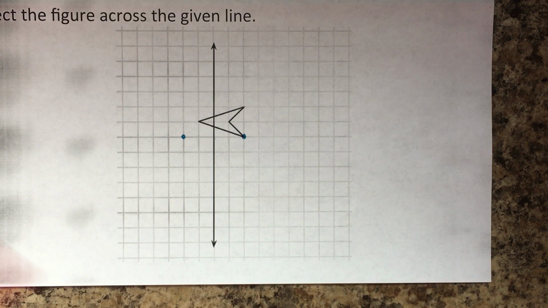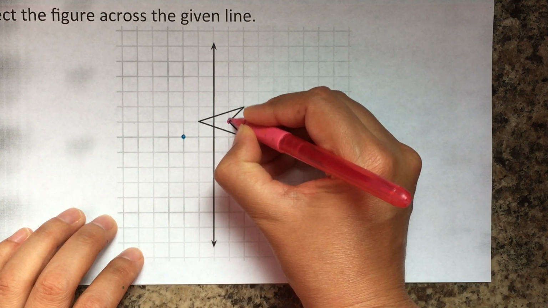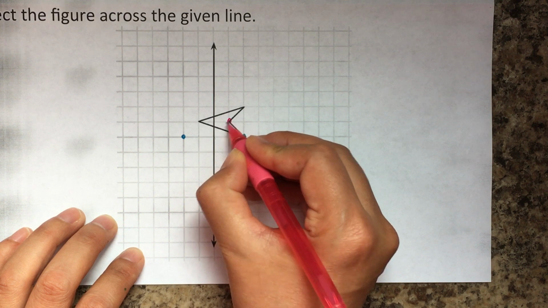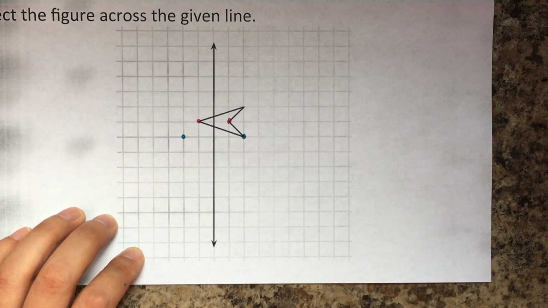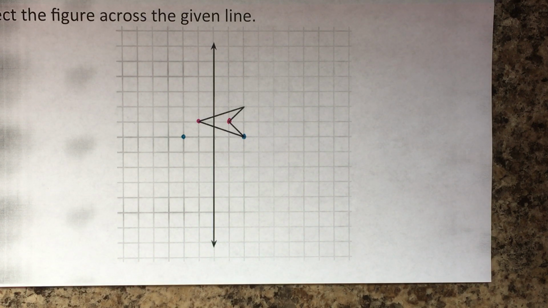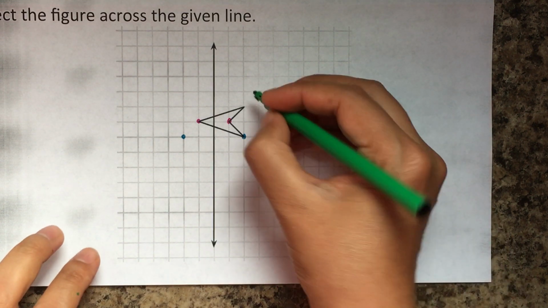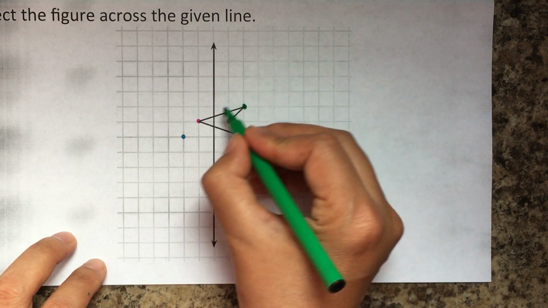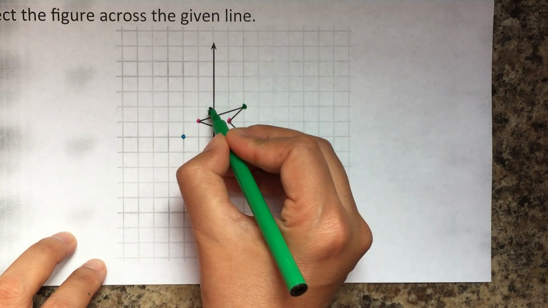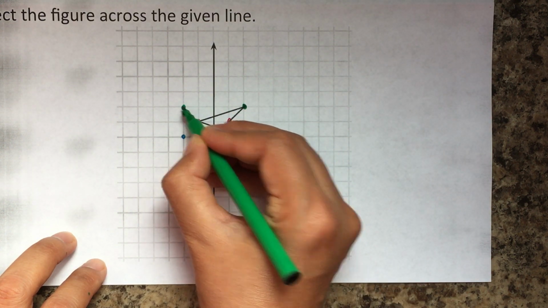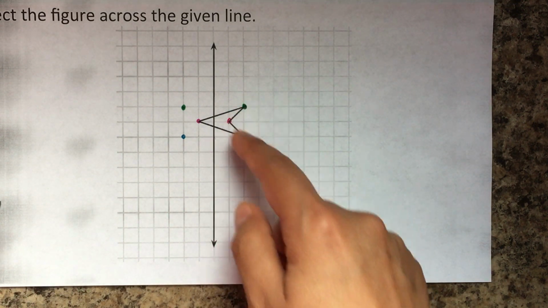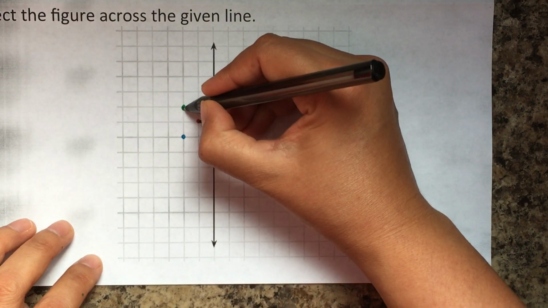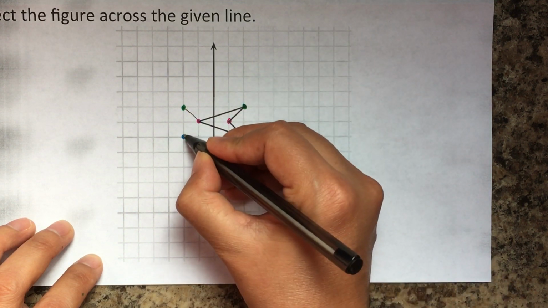Okay, then we are going to do the other point, and that point is 1 space away, so it's going to be right here. Hopefully it won't get confusing. And the third point is right here, which is 1, 2 spaces, so 1, 2 spaces. What I recommend at this point is that you sketch that section so that you know what you're doing.